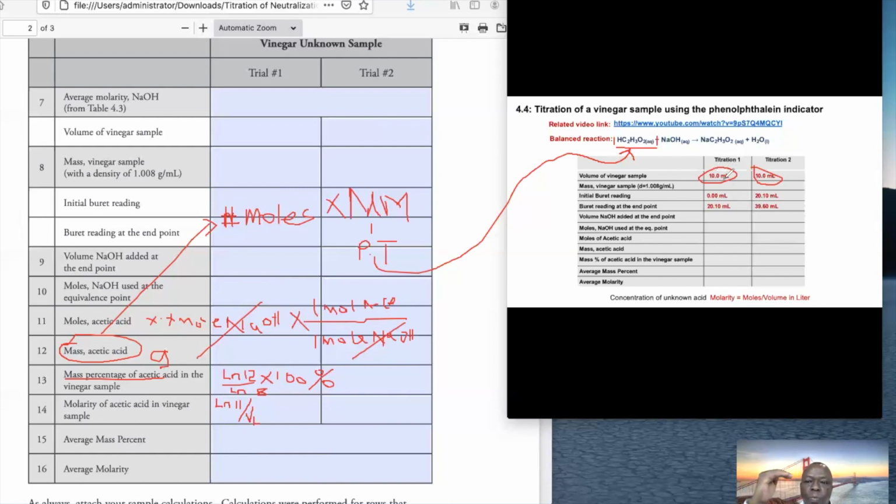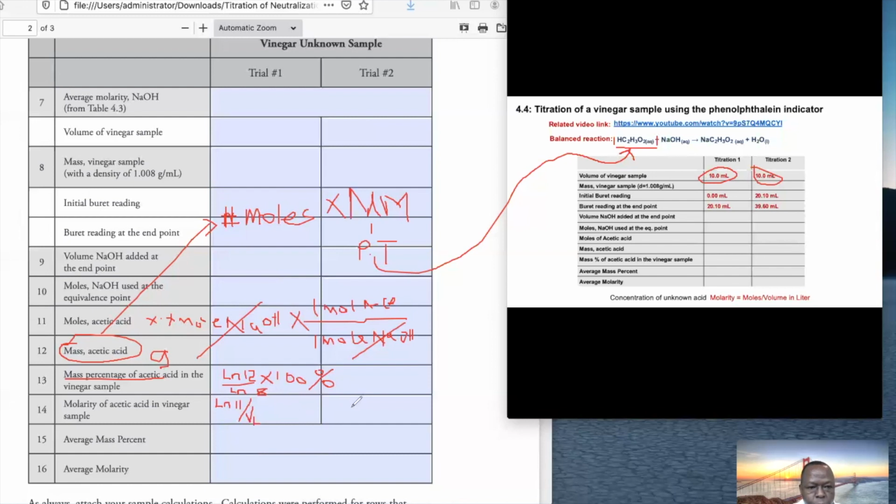You know, moles over volume in liters gives us the molarity or concentration. We know the number of moles of acetic acid from line 11. That's why I have here line 11 over volume in liters of the vinegar solution, which gives you the molarity of acetic acid in the vinegar solution. That's what we need to remember. Change the volume to liters. This is the liters. This is volume in mL. And you have to do this for trial 1 and trial 2.